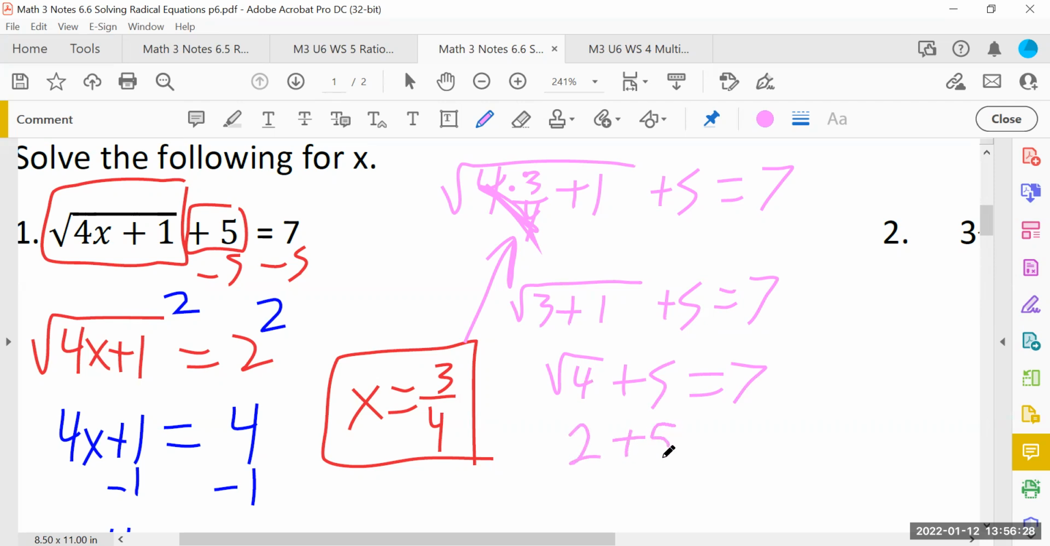And the square root of 4 is 2. Are we all good with 2 plus 5 equaling 7? So it worked. I got the right answer. Everything's great.